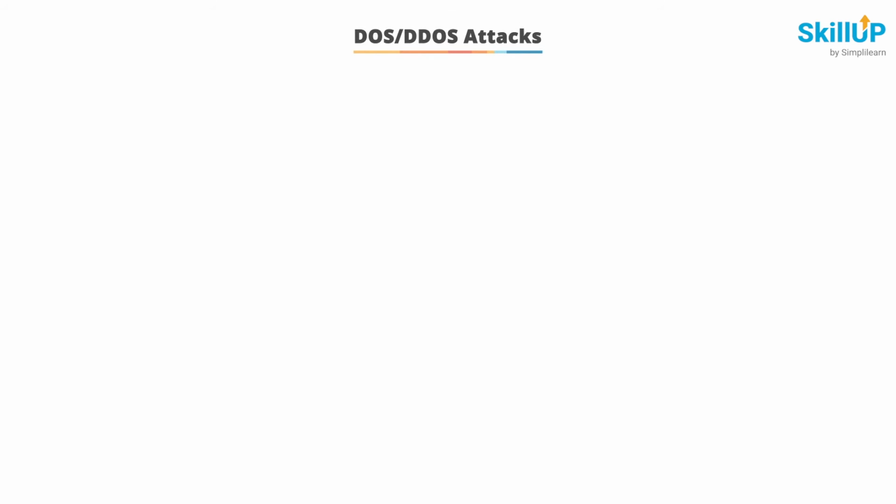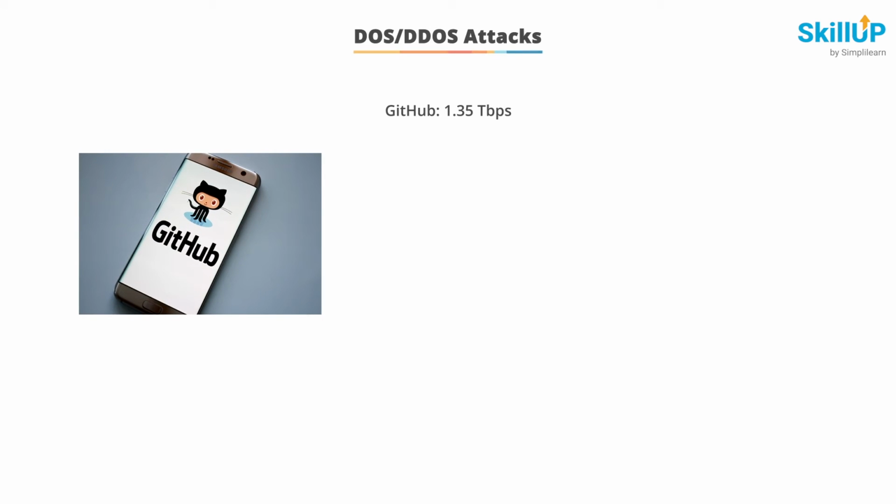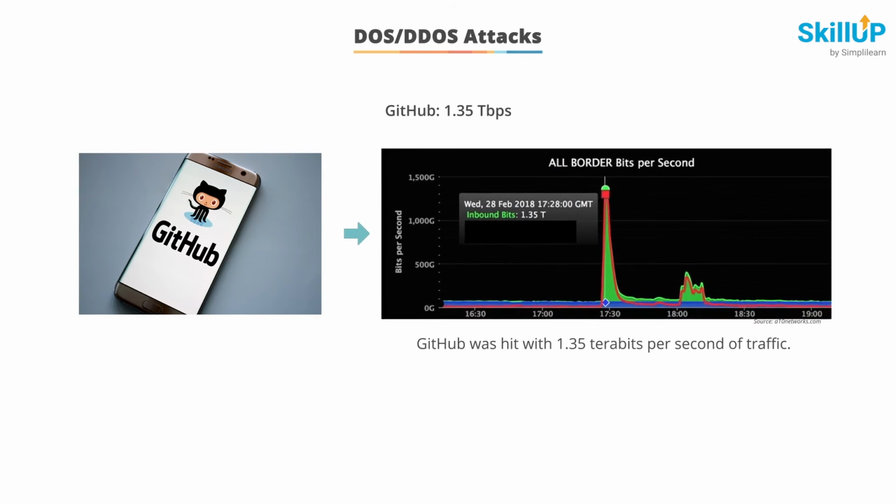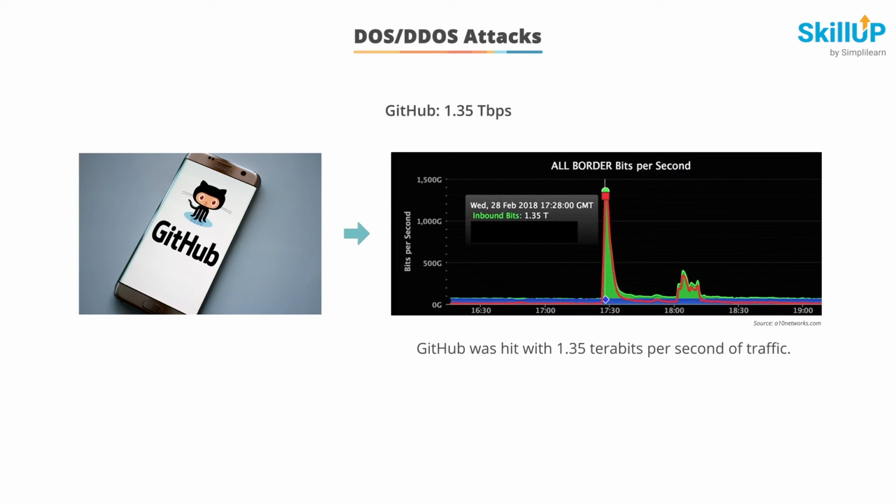Several recent denial of service or distributed denial of service attacks. We had GitHub on February 28th of 2018. GitHub, a popular developer platform, was hit with a sudden onslaught of traffic that clocked in at 1.3 terabits per second. If that sounds like a lot, it is. That's because the traffic was not only massive, it was record-breaking.